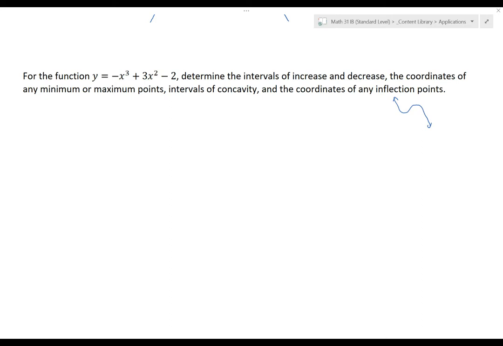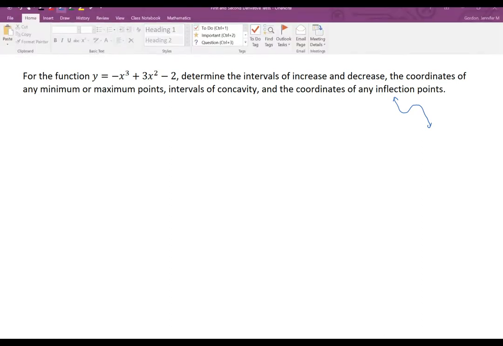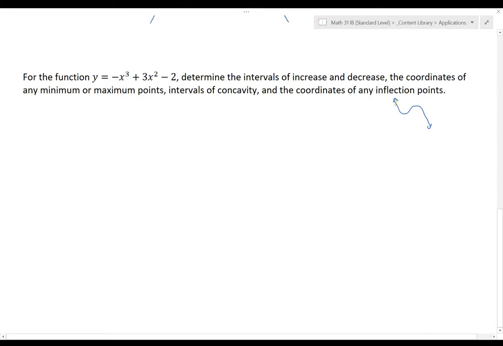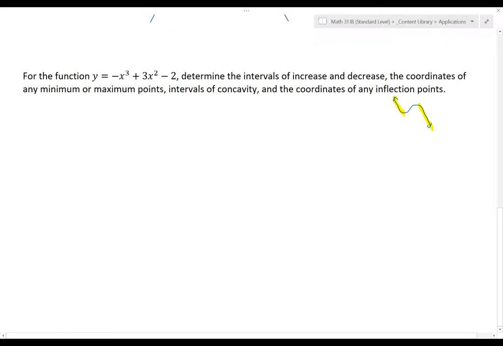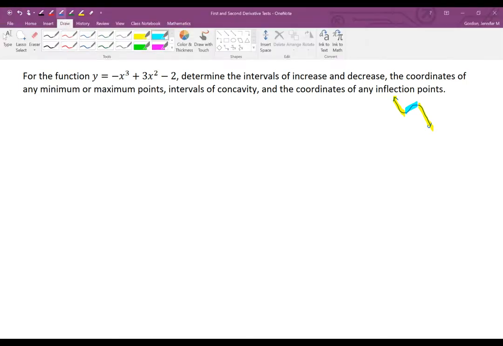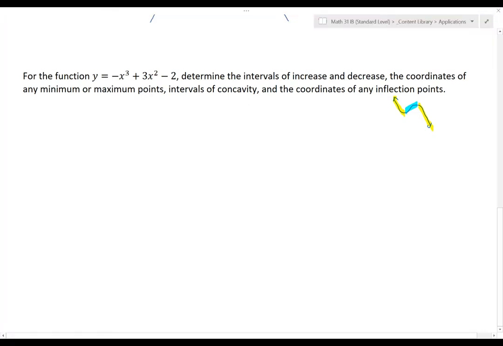So I already have a sense that it's going to have one interval of decrease to start, and then another interval of decrease to finish, with an interval of increase in the middle. So I'm expecting to find a minimum value and a maximum value. I can see the upward concavity to start and the downward concavity to finish, so there must be an inflection in the middle somewhere where it switches. But I can find more specifics using these tests.